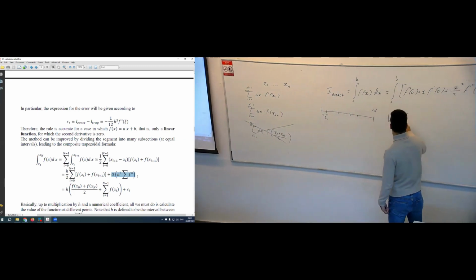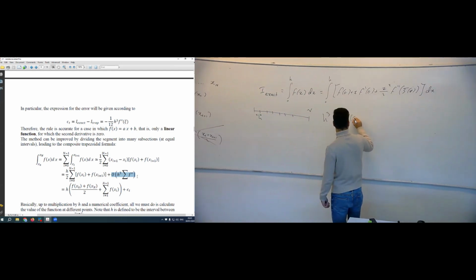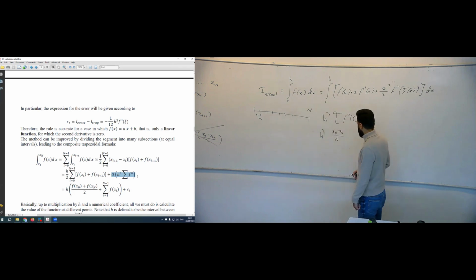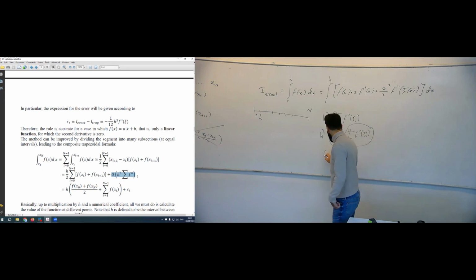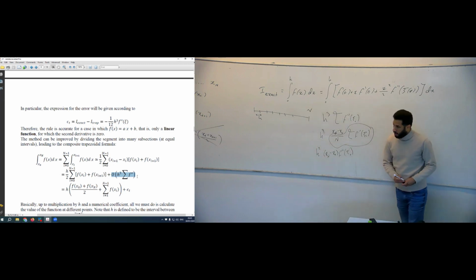So when we see h cubed summed over all these points, this sum will be h squared times xn minus x0 over n, and this sum. And now this sum over n, I can say that there exists some psi between x0 and xn that gives me this m.